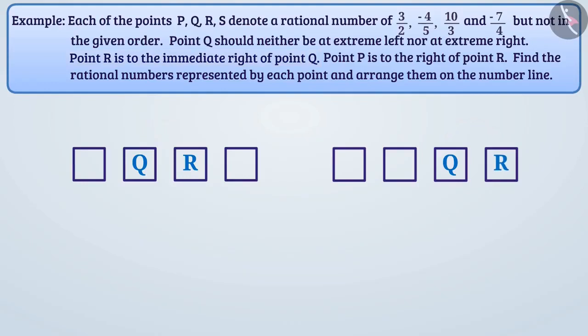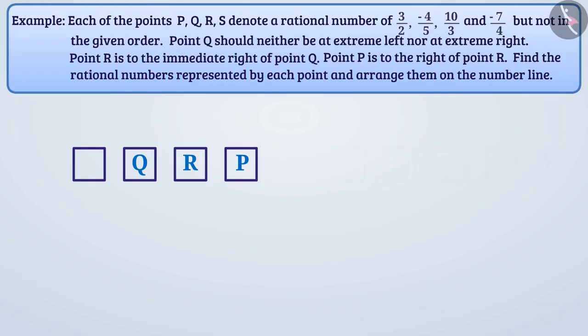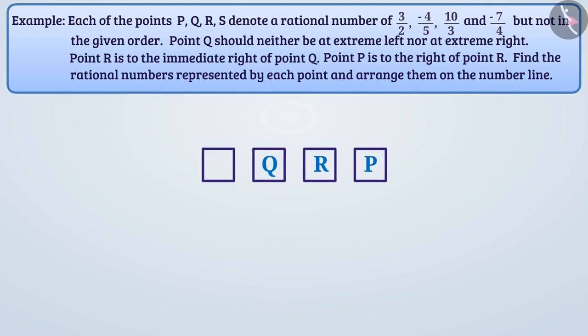From the third information, we find that point P is to the right of point R. In this case, point P can be placed to the right of point R, but in this case, it is not possible to do so. So, these types of arrangement are wrong. Now, we will place the remaining point S in the blank. This will give us the order of points S, Q, R, P.